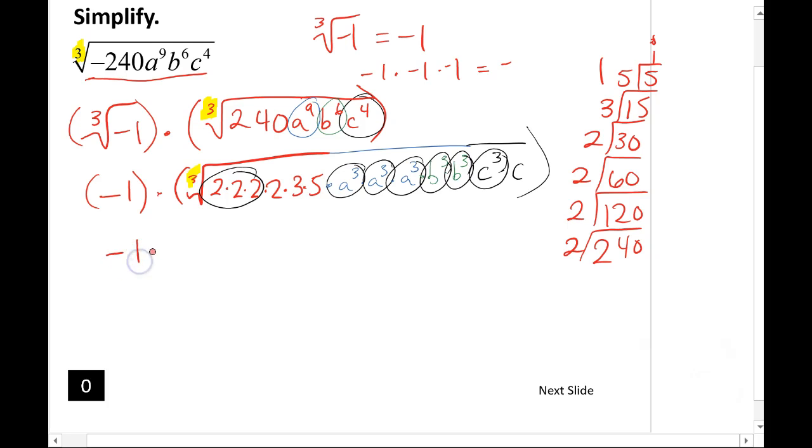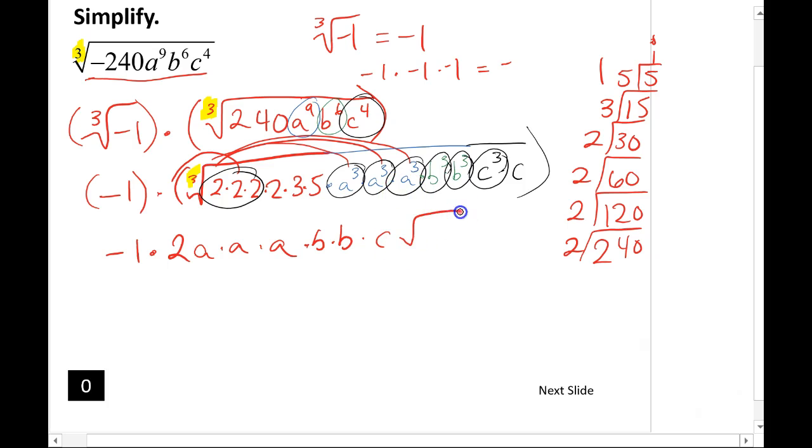So first, again, we have -1 on the outside already. That's already there. We're going to take out 1, 2. Then we're going to take out 1 a. We're going to take out another a, and then another a, because we had 3 groups of 3 for the a's. So we have 3 a's out. And then we have 2 groups of 3 for the b's. So that means we have 2 b's that come out. And then 1 group of 3 for the c's, so 1 c comes out.